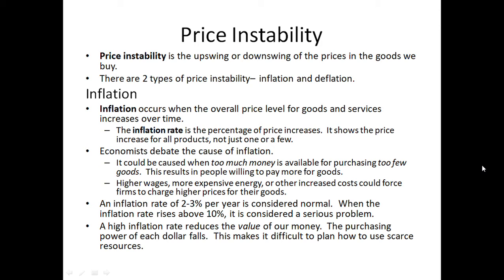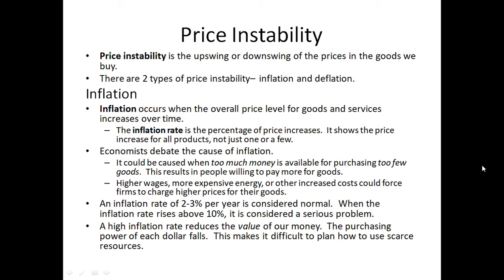Okay, next thing we're going to talk about is price instability. Well, you know, stability means when it's stable, it stays the same. So if it's unstable, it's not staying the same. So price instability is the upswing or downswing of the prices in the goods we buy. So there's two types of price instability. Of course, one that goes up and one goes down. So inflation and deflation. So let's look at inflation first.